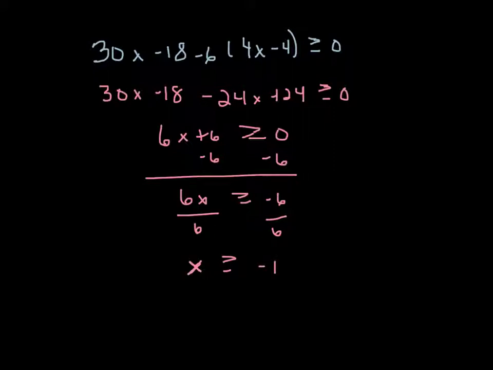And now the directions do say I have to sketch that, so remember we do this on the number line. And if we are greater than or equal to negative 1, we go to negative 1, put a solid dot because it's an equal to, and we want to shade everything that's greater than that, which would be to the right, and then make sure we shade in our arrow.